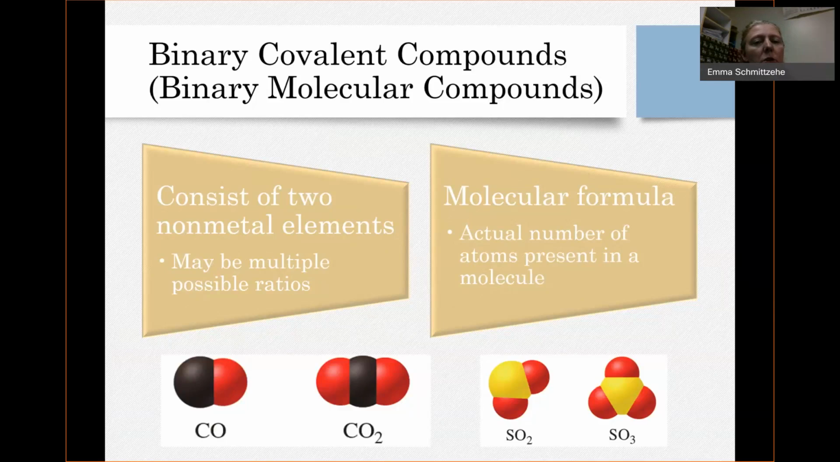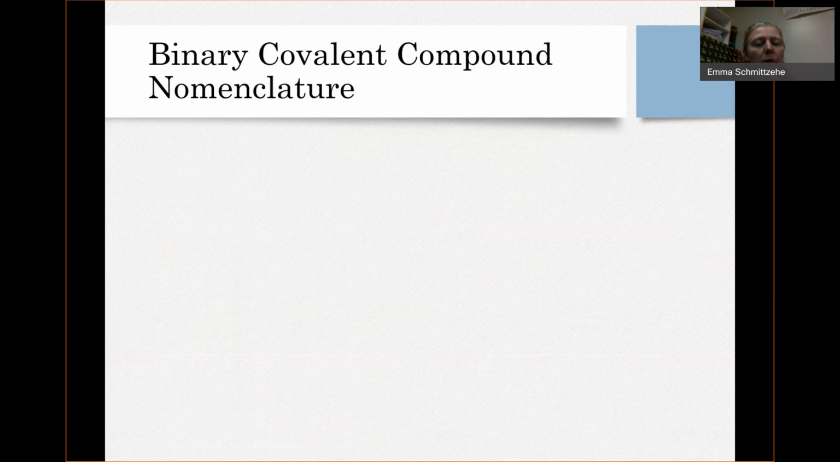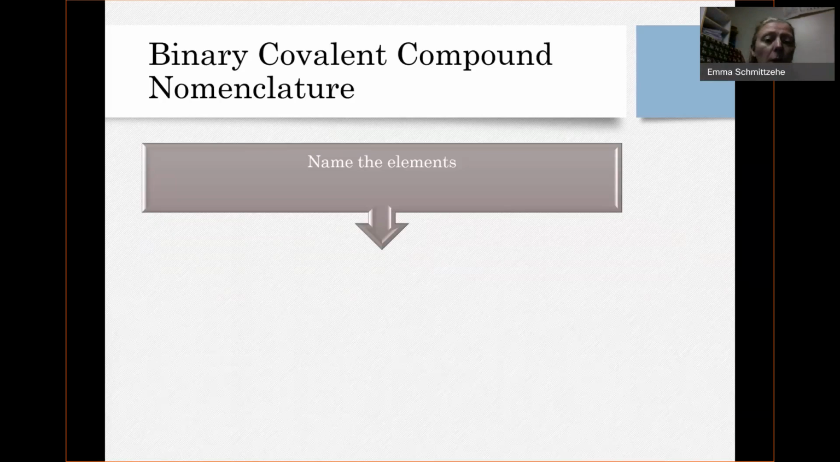But let's jump into the actual nomenclature of these compounds. Like a lot of other nomenclature, there really is a systematic to it. So you can think of it as a step-by-step process to convert between formulas and names, names and formulas, okay? And so if we want to put this into some steps, what you need to do is first, you need to name the elements.